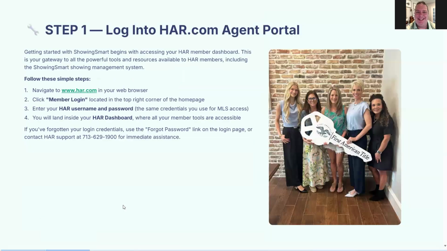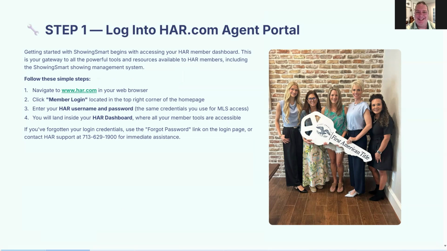So the first thing you're going to do is you're going to log into your HAR agent portal account. That's where this lives. So you're going to navigate to har.com on your web browser. You're going to click on member login and then put in your username and password. And it's the same credentials you're using for MLS access. So both of those are one and the same.